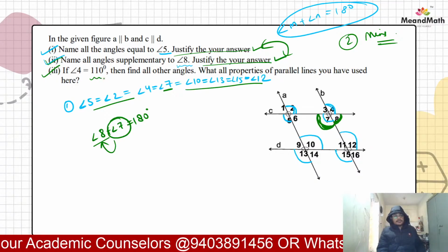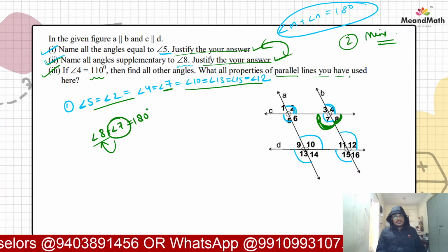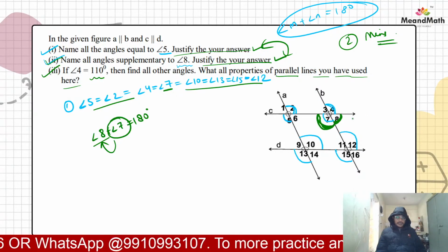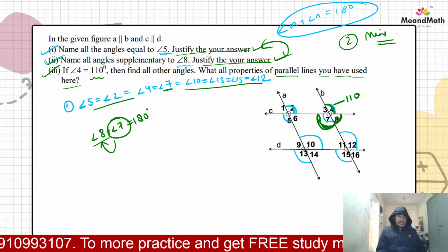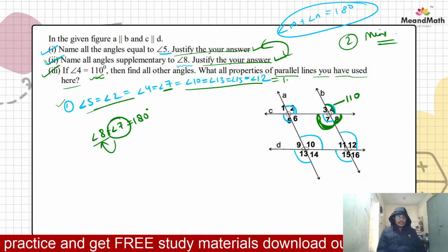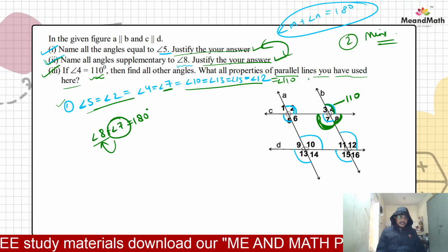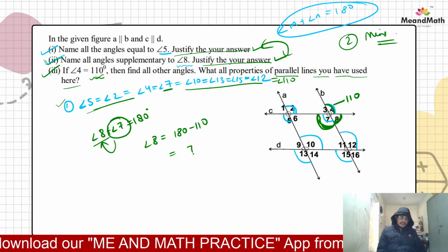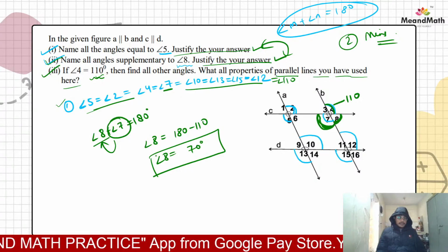If angle 4 is 110, then find all other angles. What properties of parallel lines have you used here? So if angle 4 is 110, where is angle 4? This is 110. Using the first part, all these angles are 110, right? And if all these angles are equal to 110, that means angle 8 is equal to 180 minus 110, that is 70 degrees.